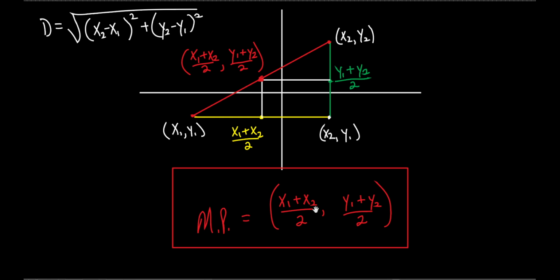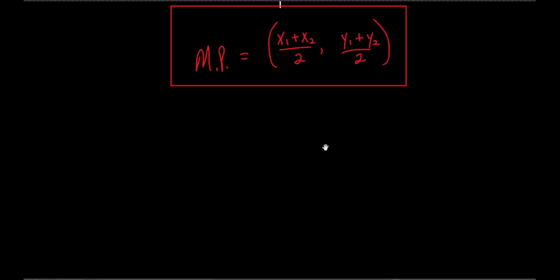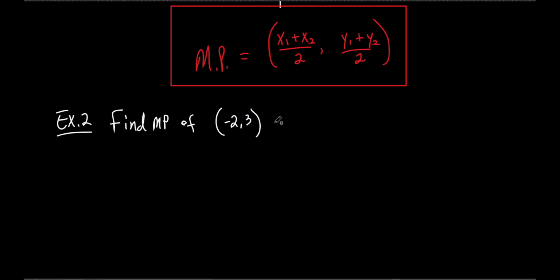Let's do an example, and we'll be finished. So that was a little easier, don't you think? I'll keep it there. And here's the example. Example 2. It says find the coordinates of the midpoint. So I'm just going to say find MP. Find the midpoint of, and then they give you 2 random points that make a line segment. So you've got -2, 3 and 1, 5.